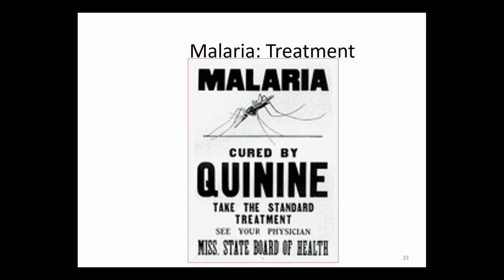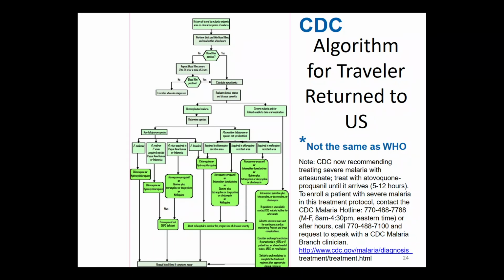Now, treatment. Okay, so this is an old picture of how it was used, because in ancient times it was a problem, not ancient, like 100 years ago, not so long ago, but still it was a problem. But now, yes, technically it's still a bit of a problem.